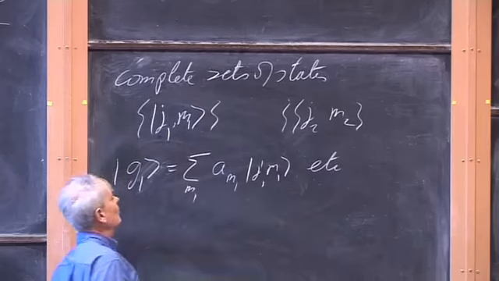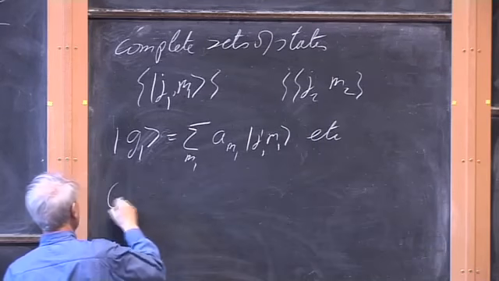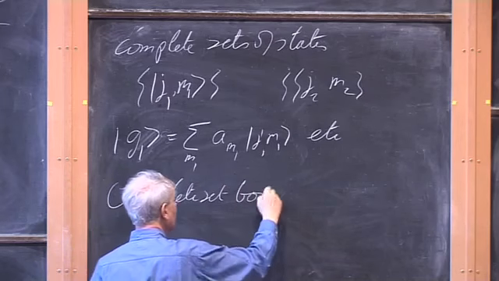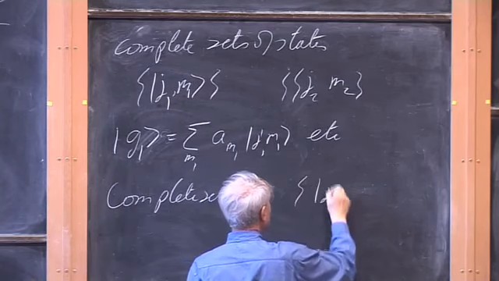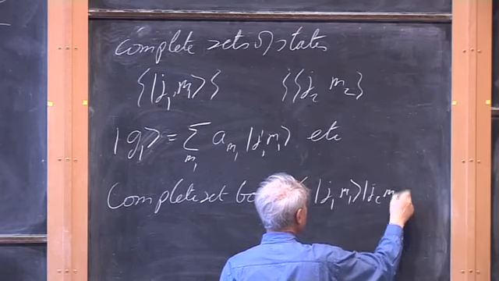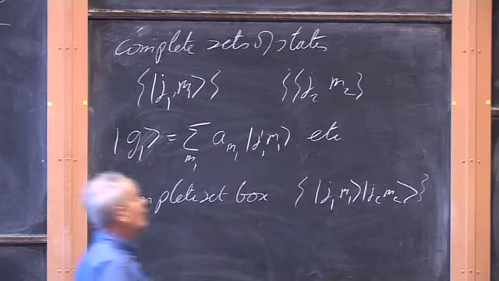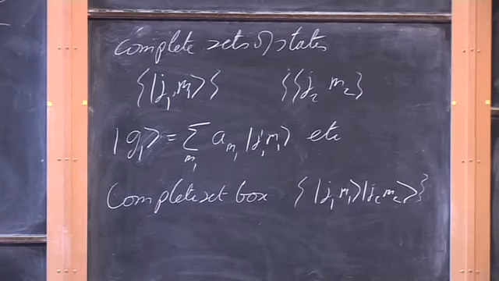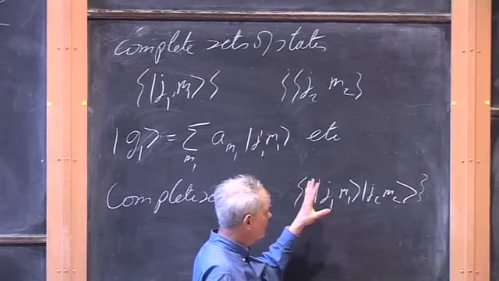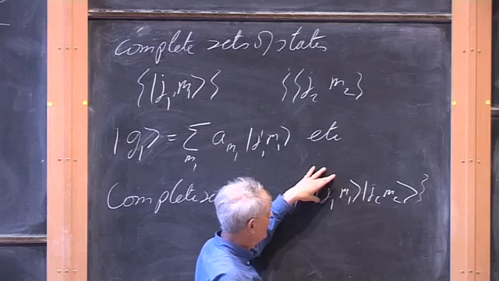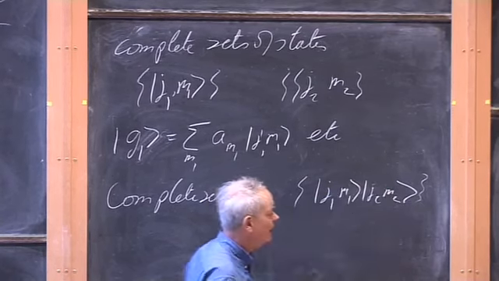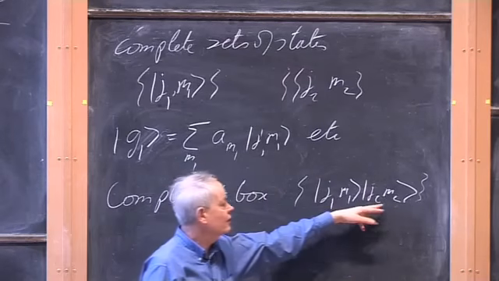So what are the states? What's a complete set of states of the box? It's the set of states J1, M1, J2, M2. Right? We discussed that if we have a system A and a system B, a complete set of states is obtained by taking a member of the complete set of A and multiplying it by any member of the complete set of B. If you take linear combinations of those, you get everything.